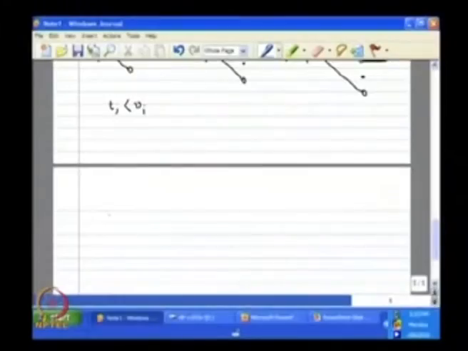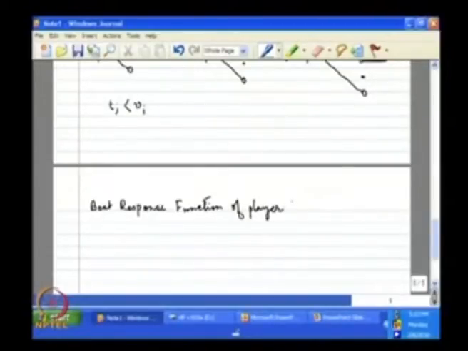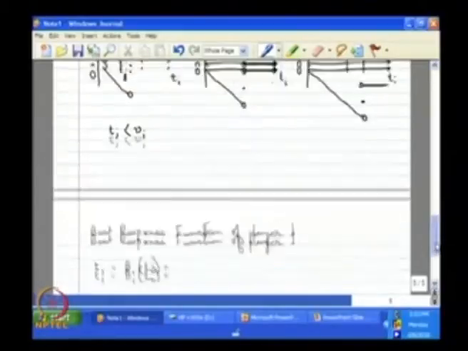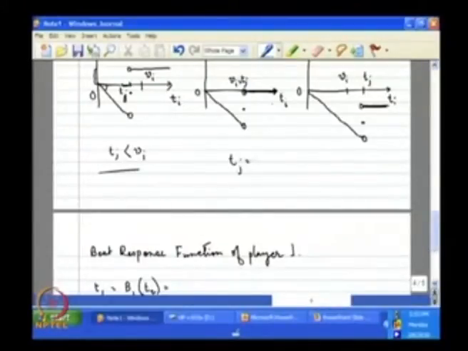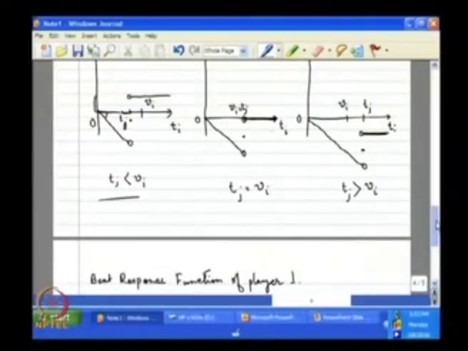So, putting all this together, suppose I want to write down the best response function of player 1. Let us see how it will look like. Firstly, this case is Tj less than Vi, this is Tj equal to Vi, this is Tj greater than Vi. If T2 is less than V1, then I know that player 1 is going to choose T1 strictly greater than T2.